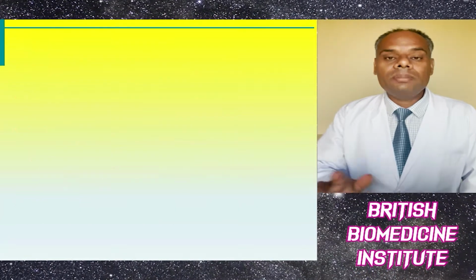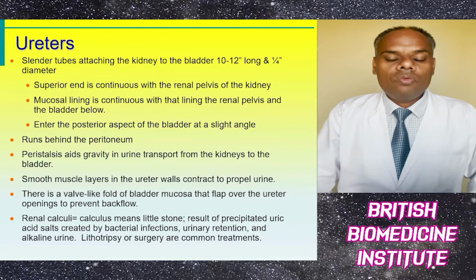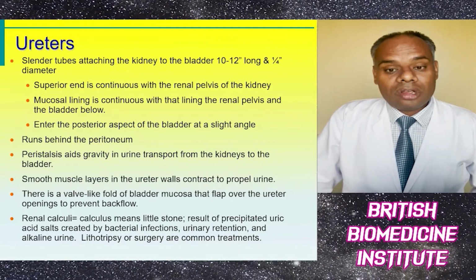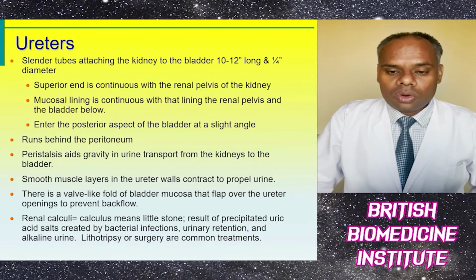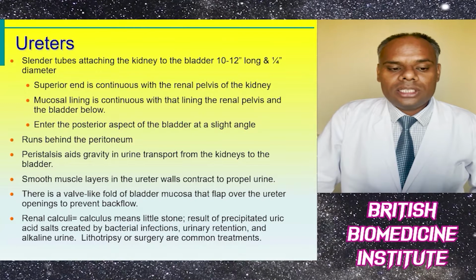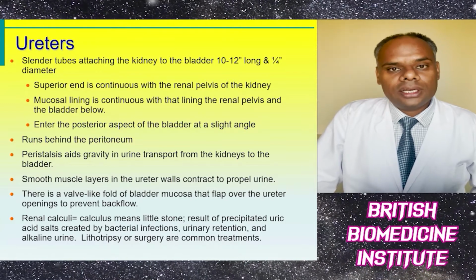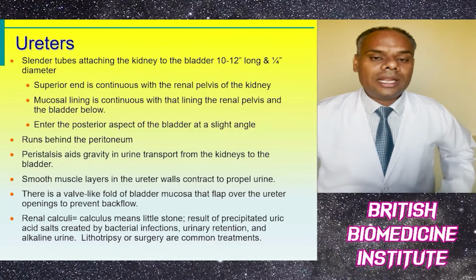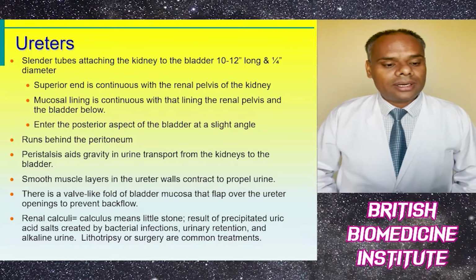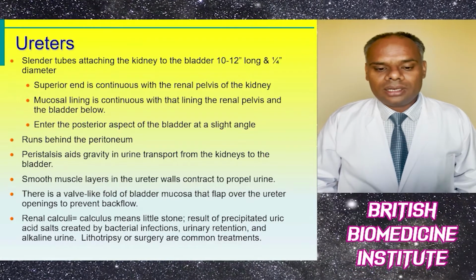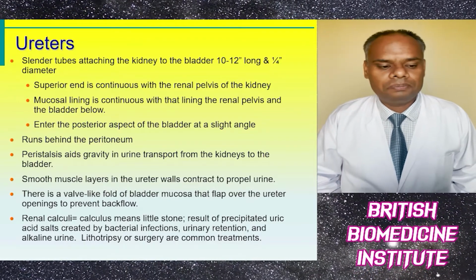Ureter. Basically, these are cylindrical tubes which are attached to the kidney and to the bladder, and they are 10 to 12 inches long and 1/4 inch in diameter. Their superior ends are continuous with the renal pelvis of the kidney. The mucosal lining is continuous with that lining the renal pelvis and the bladder below. They enter the posterior aspect of the bladder at a slight angle.